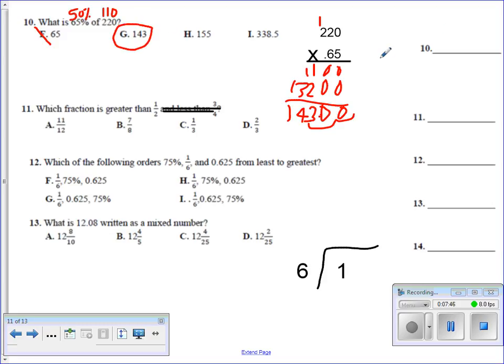143.00 gives us this answer. Choice G. Okay.